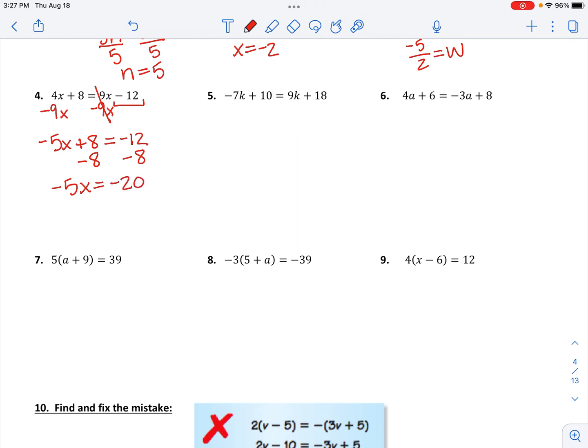And we get to negative 20. We undo this multiplication with division. Make sure that you're including that negative on the 5 when you divide. And really watching your signs, negative divided by negative, I get positive 4.